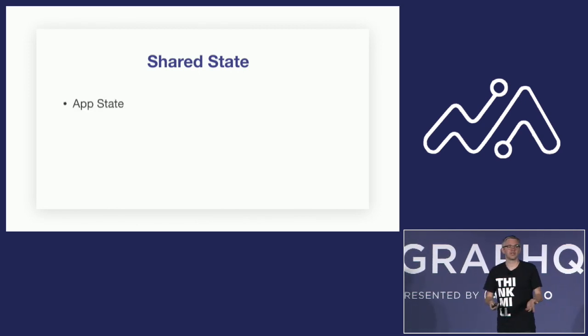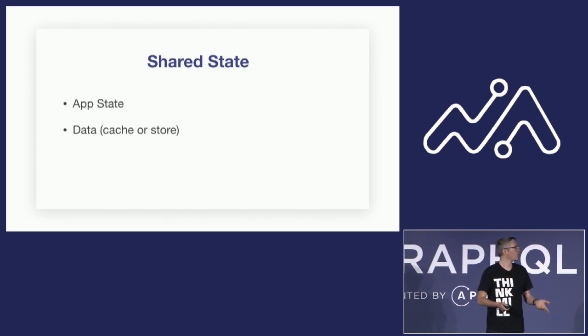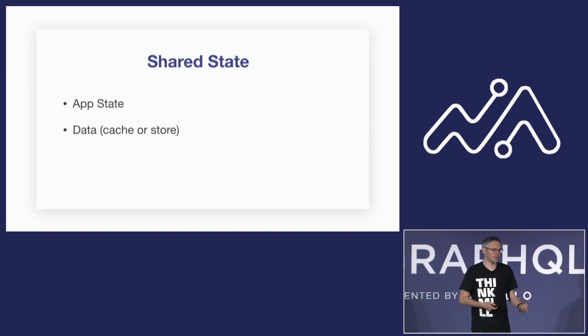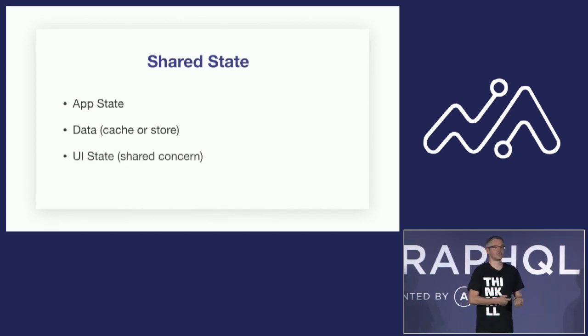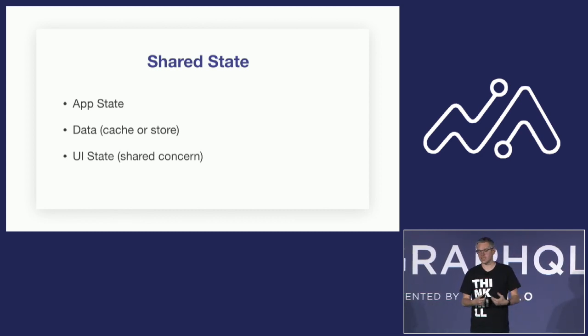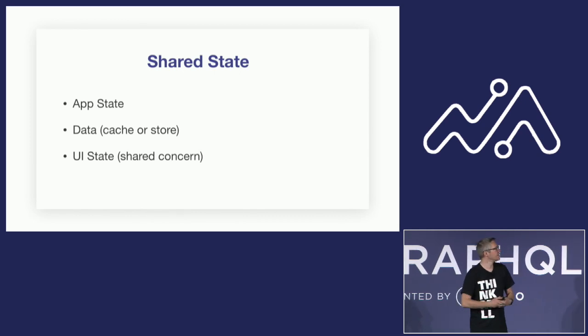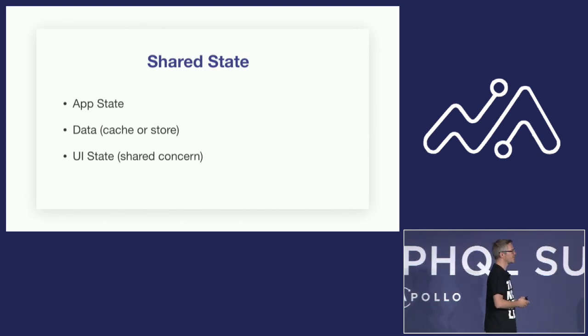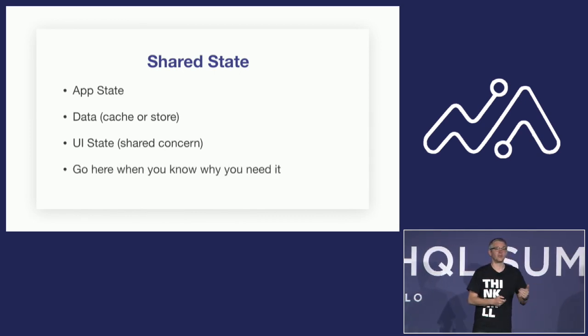This is typically used for things like application state or data that is shared across the application, like a cache or a store, as well as shared concerns in the UI state. You might want to know, is there a modal open? Should we pause background processing or anything like that? The key to shared state is not to always assume that it's what you need, but to go here when you know why you need it.